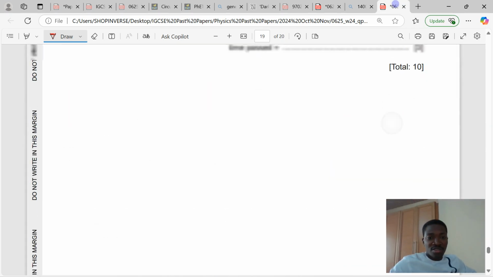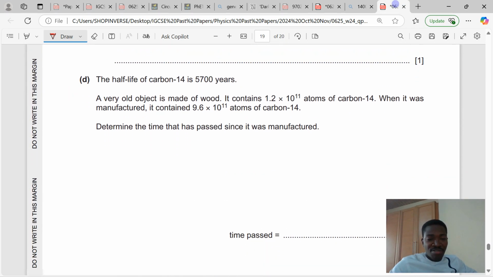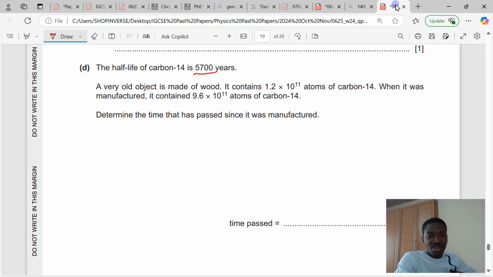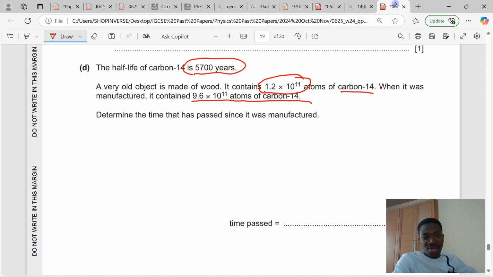number 8 says the half-life of carbon-14 is 5,700 years. A very old object is made of wood. It contains 1.2 times 10 to the power 11 atoms of carbon-14 currently, and it contained 9.6 times 10 to the power 11 atoms of carbon-14 when it was manufactured. Now they are asking you to determine the time that has passed.